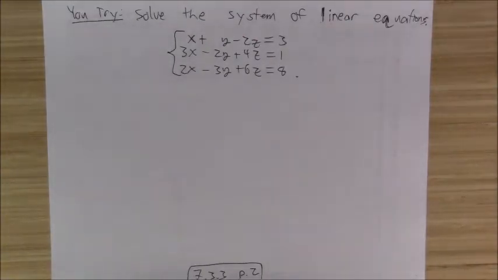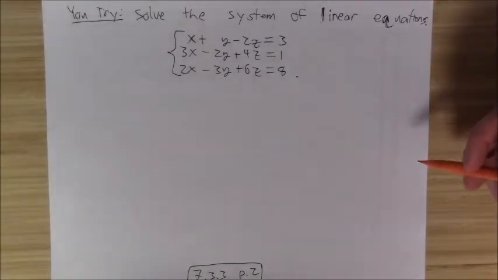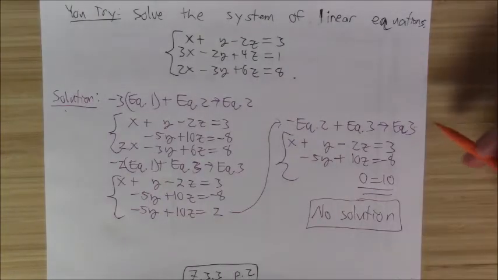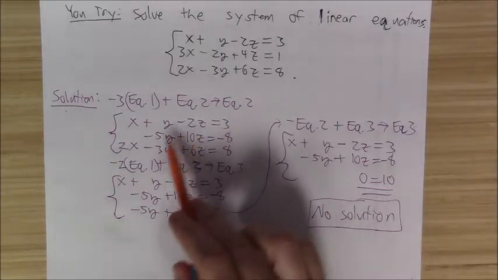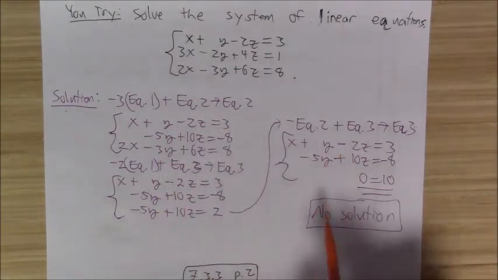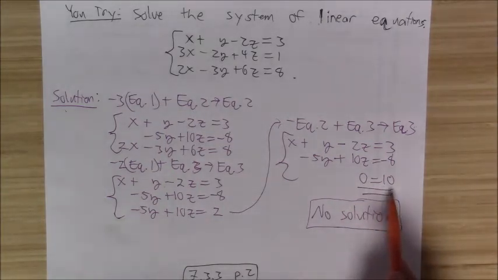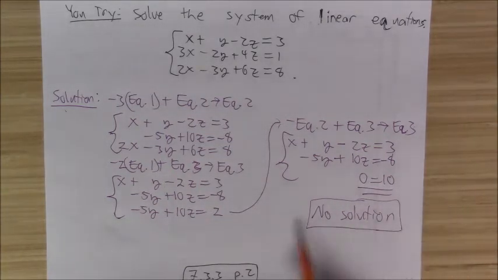Now it's time for you to work a similar problem. You already kind of expect to know the answer, but go ahead and try out this system of equations. On the count of 3, I'll reveal the solution. 1, 2, 3. So, as I said, not surprisingly, you do 3 different row operations to get down to 0 equaling 10 in the third equation, and thus there is no solution to this system of equations.